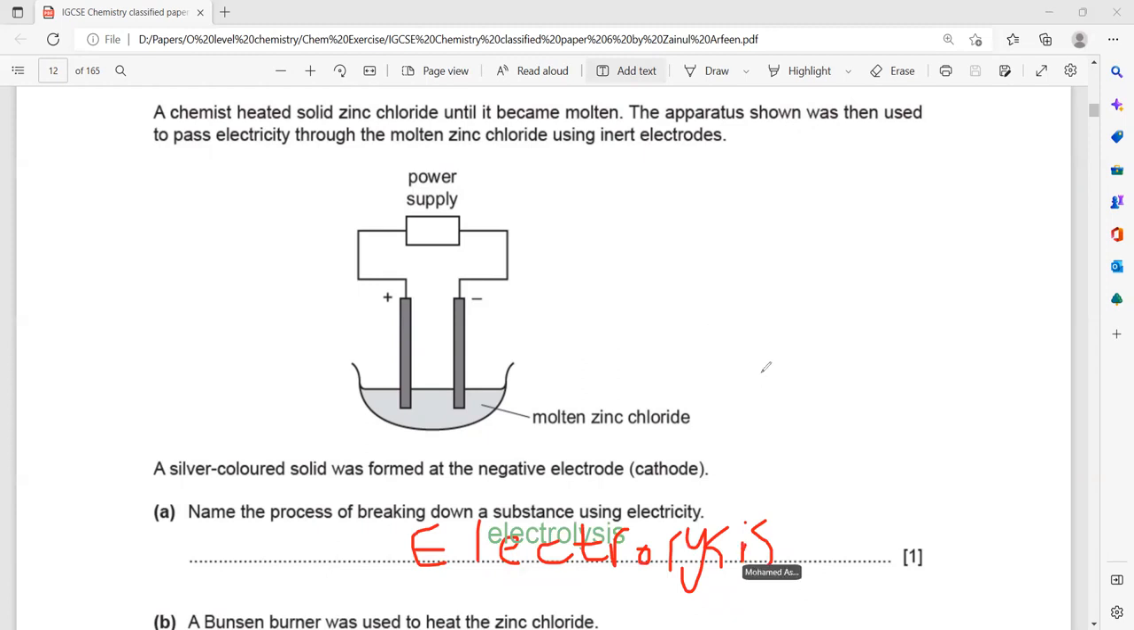And what actually happened in this electrolysis? We have zinc ions and chloride ions. Zinc ions are positive ions, so they are attracted towards the cathode. That's why at the negative electrode, the shiny solid is formed. And chloride ions are attracted towards the anode. As a result, it will produce a yellowish green gas, as chlorine is yellowish green.